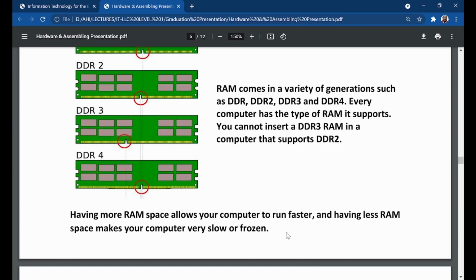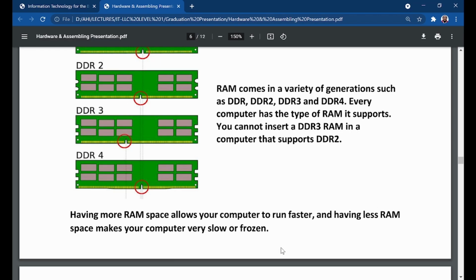Having more RAM space allows your computer to run faster. Having less RAM space makes your computer very slow or frozen. Why? Because when a computer is running, everything that is running on the computer is loaded into the RAM. If the RAM space is not enough, there will be no more space for other programs to be added. And when there's no more space on your RAM, it becomes slow.